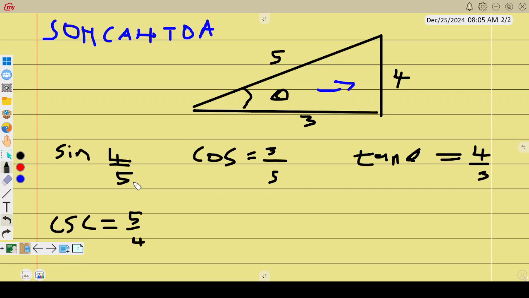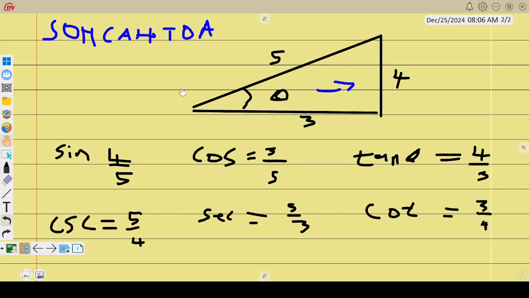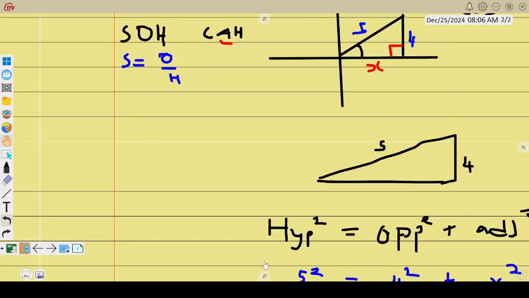You just swap them. This one was 4/5, this will be 5/4. And then cos, the one which ends with s, it deals with sec. So in your book, write sec theta is equal to, since we had 3/5, we're going to have 5/3. And then cot will also be the opposite here, 3/4. Alright, so this question is very involving and you rarely see these.